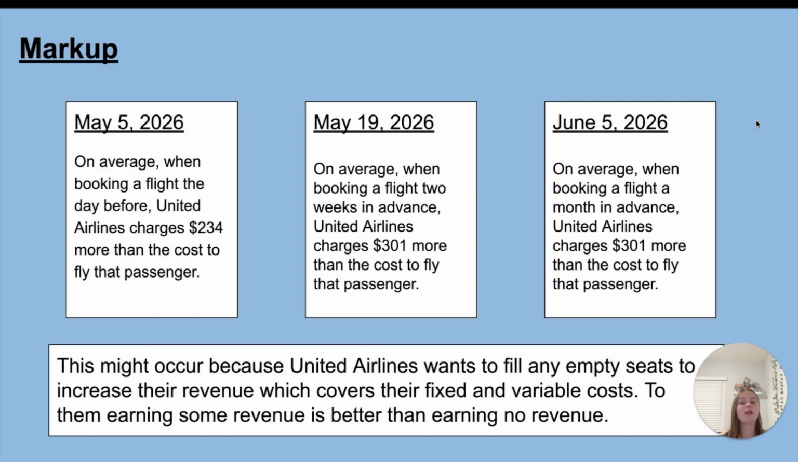We found that on average, if you're booking a flight the day before, United Airlines is going to charge you about $234 in their fixed costs to fly you, versus if you book a flight 2 weeks out or even a month out, they're going to upcharge you around $301. We believe that this occurs because United Airlines is really trying to fill any empty seats to make as much revenue as possible to cover their fixed and their variable costs. To them, earning any revenue is better than earning no revenue.